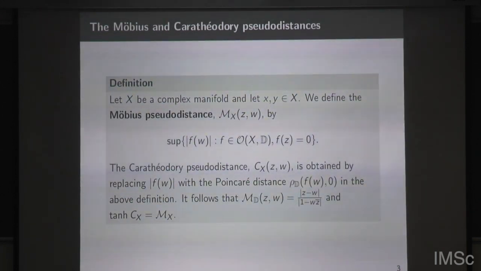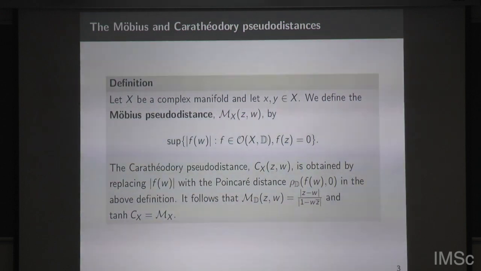So let me spend some time motivating why the symmetrized polydisk is a natural object to study from the perspective of complex analysis. For that I need to introduce some notions, invariant metrics. To transfer problems in complex analysis to geometry, one typical tool is to equip a complex manifold with a pseudo distance or a distance such that holomorphic mappings between manifolds become contractions. One standard way to do this is to use the Möbius pseudo distance.